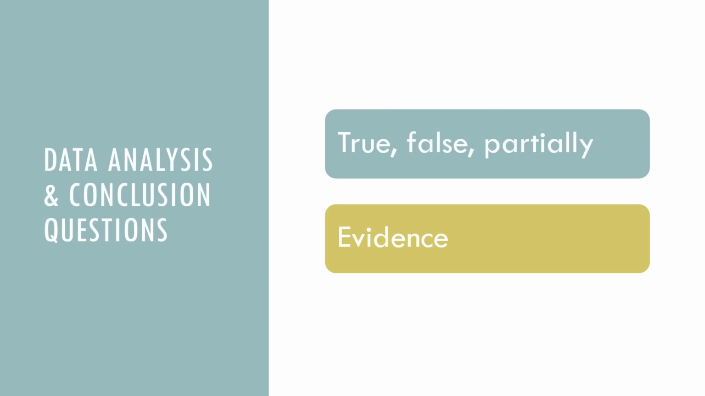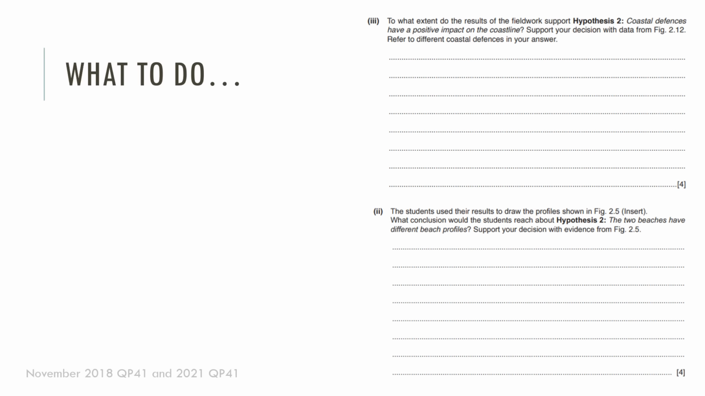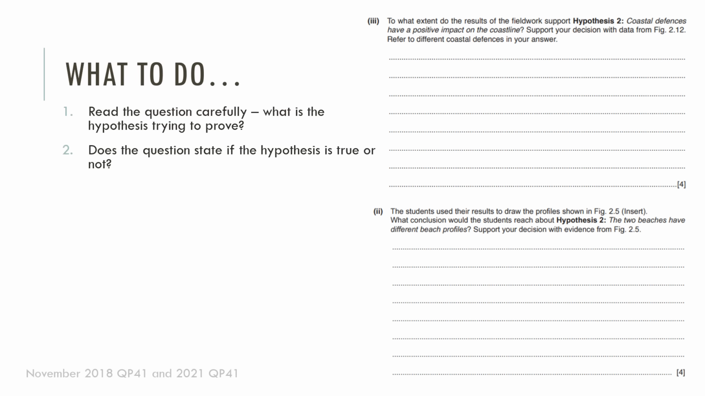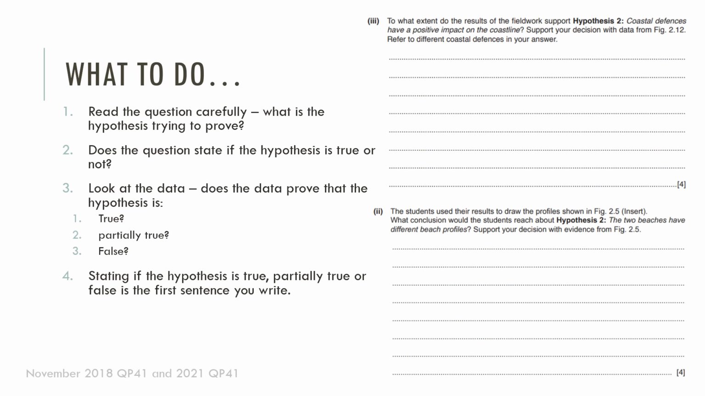So data analysis questions, these again are very straightforward if you know exactly how to structure your response. So you've got 2 questions here, typically worth 4 marks. Read the question carefully. What is the hypothesis trying to prove? Does the question state if the hypothesis is true or not? If it doesn't, look at the data to decide if the data proves that the hypothesis is true, partially true, or false. If it is true, partially true, or false, that is the first sentence you will write. Hypothesis 1, hypothesis 2 is true, partially true, or false. That is always 1 mark.